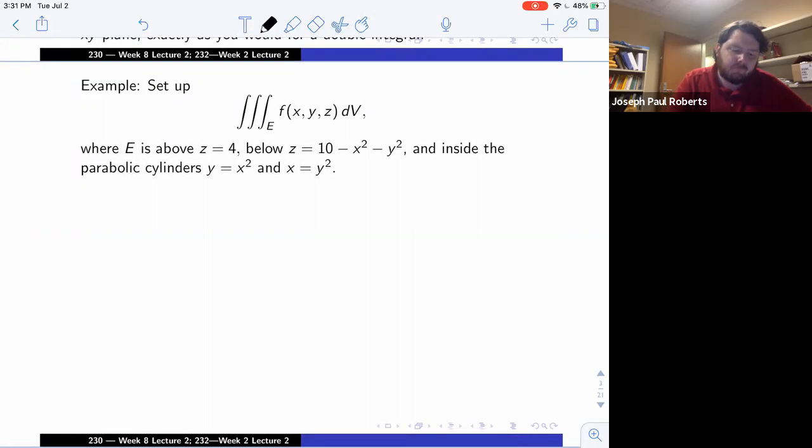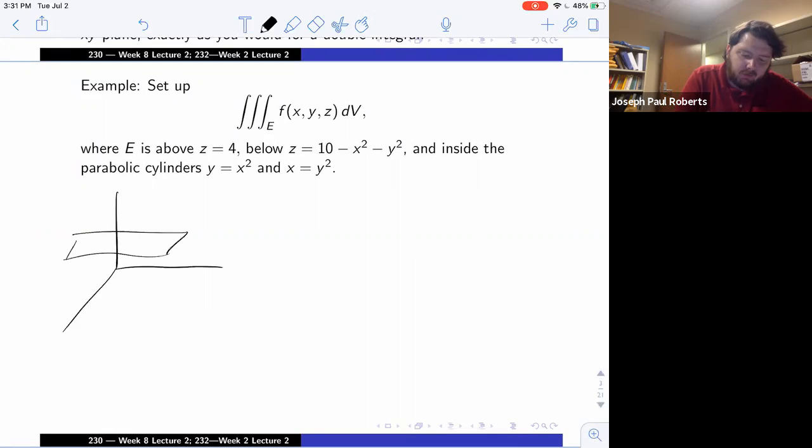So anyway, I don't think I'm going to be able to do a very good job of drawing this, but what I start to think of here is, well, we have our plane z equals 4, which is going to look something like that. And then our equation z equals 10 minus x squared minus y squared, that's an elliptic paraboloid opening down from z equals 10.